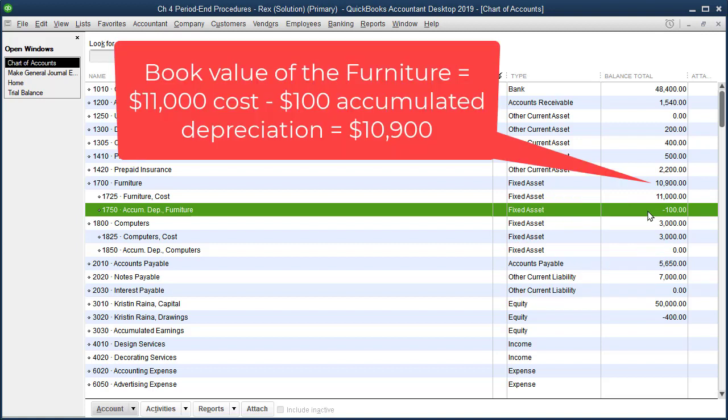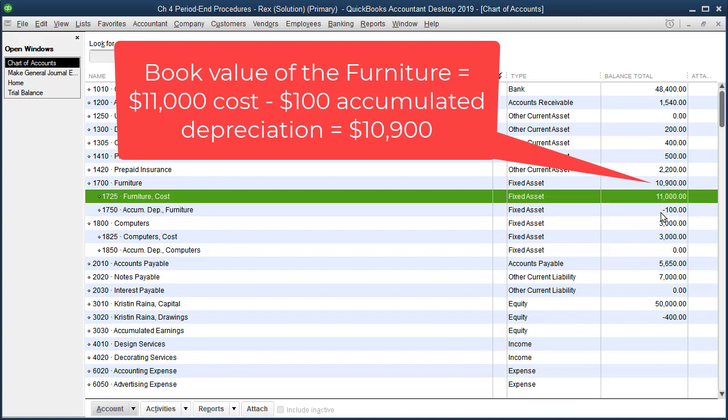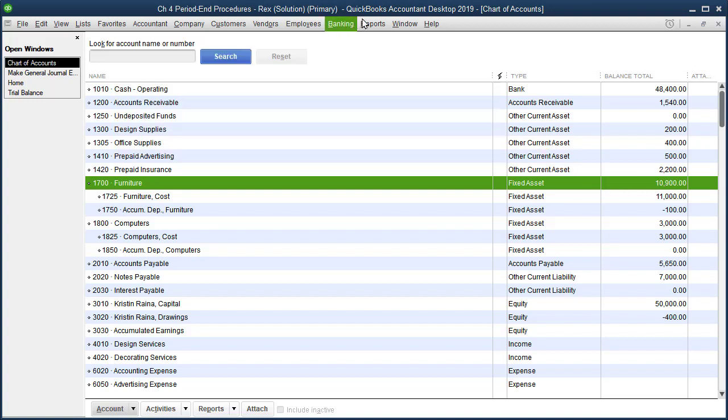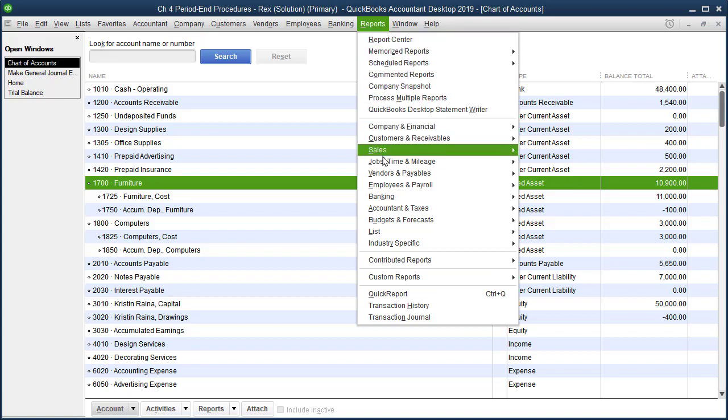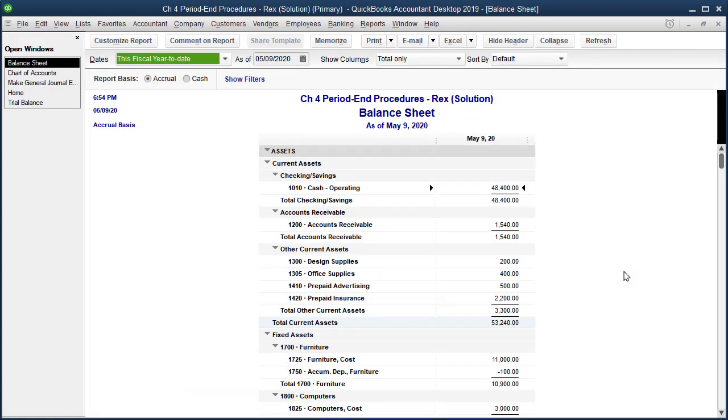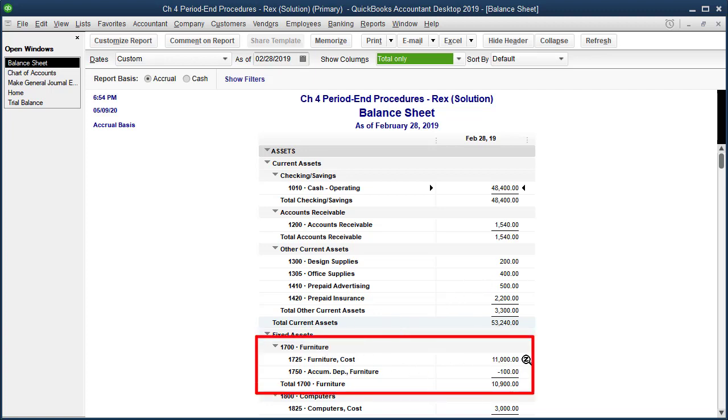And then what is the book value? In other words, what's the value of this fixed asset on our books? Well, it's 11,000 minus 100, and that gives us this $10,900. So this $10,900 represents the book value. And if we open up the balance sheet, it should show something similar. The date is 02/28/19, and there we go. Here's our furniture. The cost was $11,000 minus $100 of accumulated depreciation, and the value at the end of the month, the book value I should say, is $10,900.